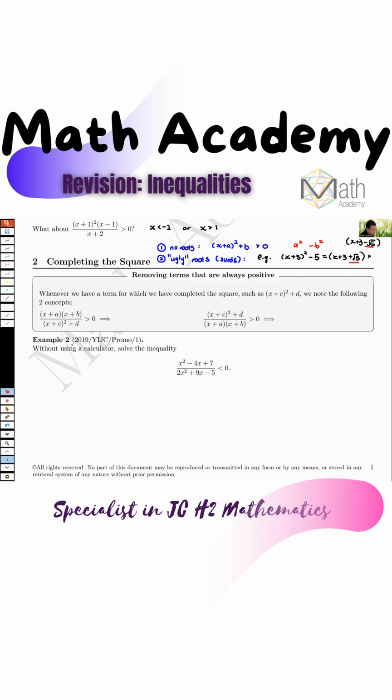Okay, so let's say it's the first situation. There are no roots. After you complete the square, it should look something like this, where this d value is a positive number. Help me to add this in. Okay, so if d is a positive number, this whole term is always positive. How do you deal with that? Let's say you have that appearing in a denominator. If it's in the denominator, what you want to do is you think about it as this term is multiplied across. So it will disappear. The whole denominator will disappear. Then you get x plus a, x plus b more than 0.